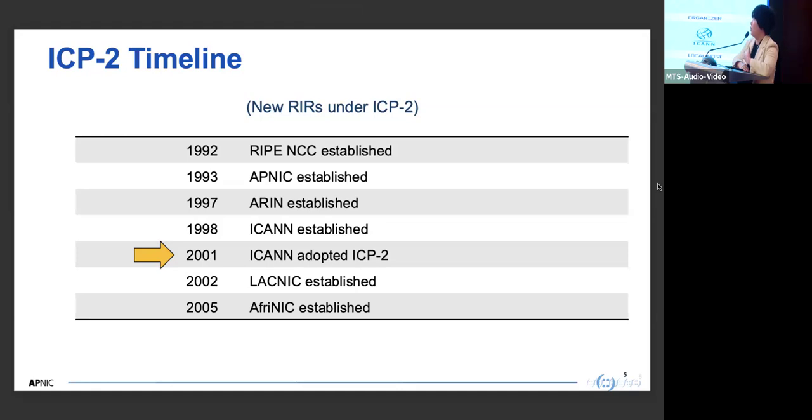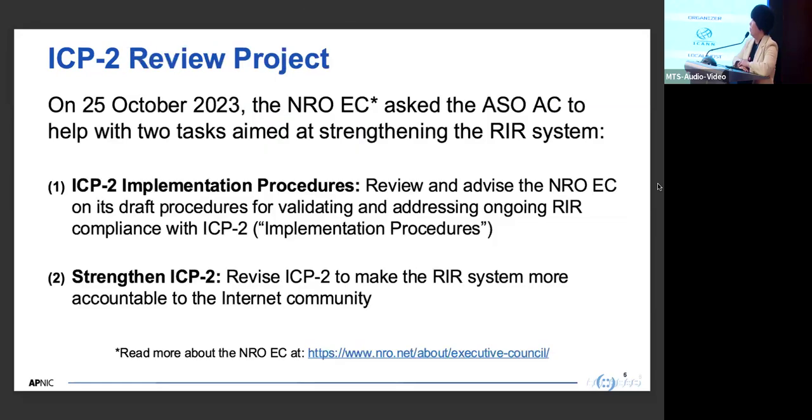This is the ICP2 timeline in terms of its history and when the RIRs were established. So as you can see, some of the RIRs were already established before ICP2 was adopted. And after ICP2 was adopted, then LACNIC and APNIC were established based on ICP2. Next slide. This is just to say that about 2 years ago, the NRO Executive Council asked the ASO AC to help look at strengthening the RIR system with 2 tasks. One was the ICP2 implementation procedures, and the other was to strengthen the document itself. Next slide.